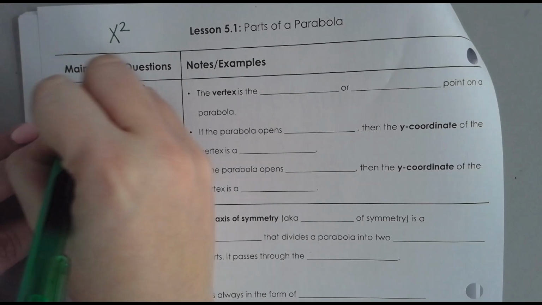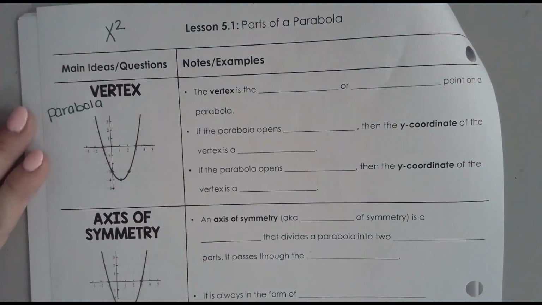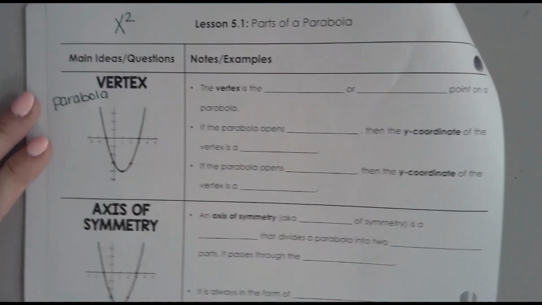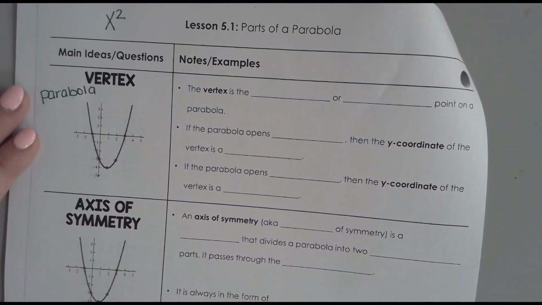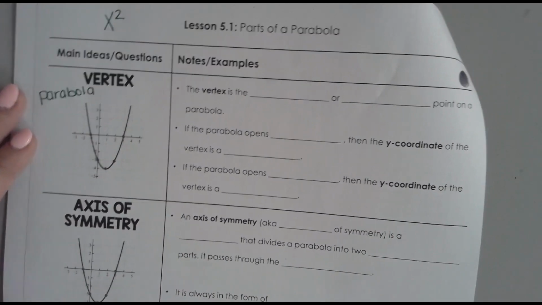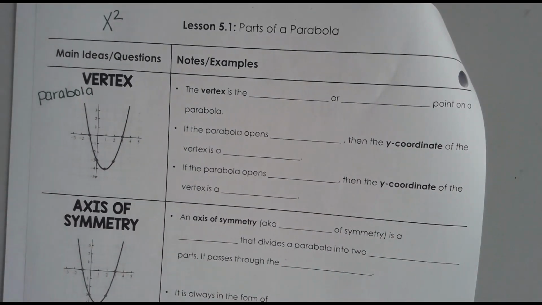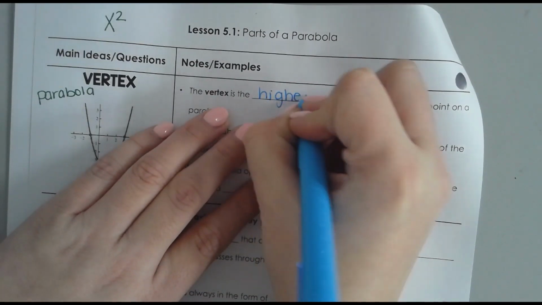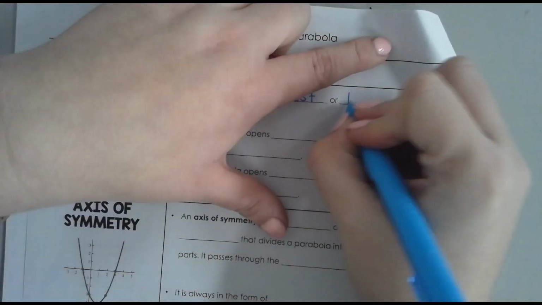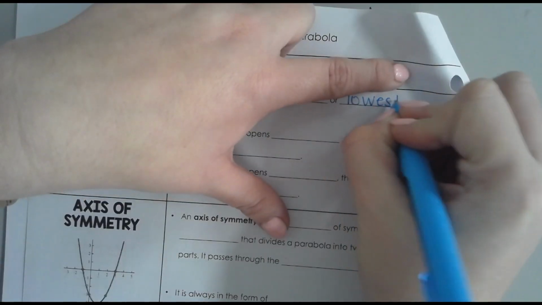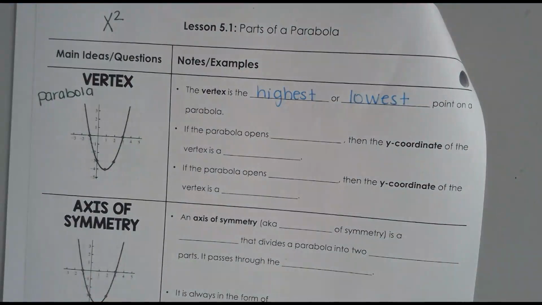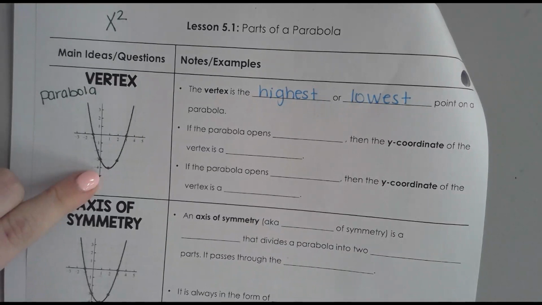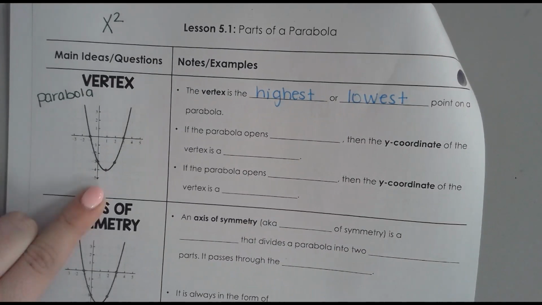is called a parabola. And we're going to get into the parts of a parabola today. Number one, the vertex. The vertex is the highest or lowest point on a parabola. It's basically the bottom of the U shape.